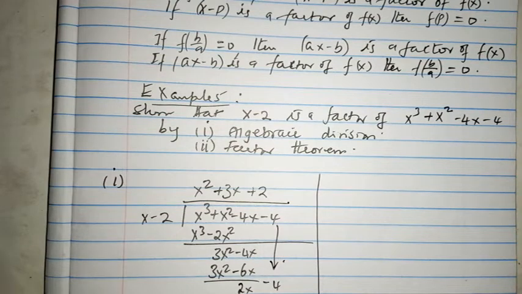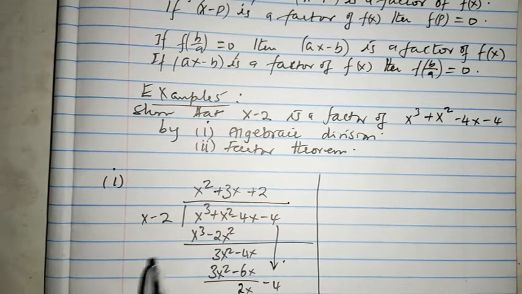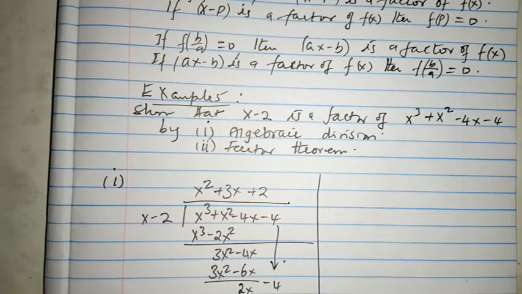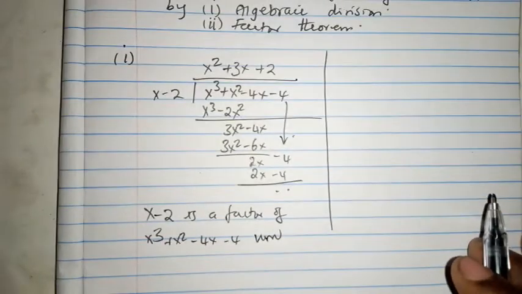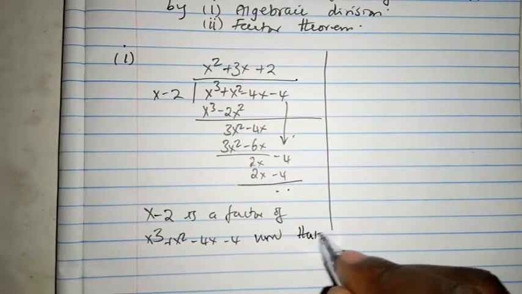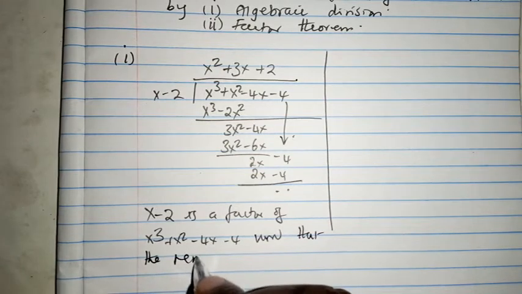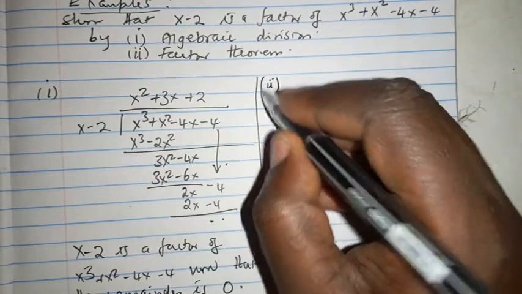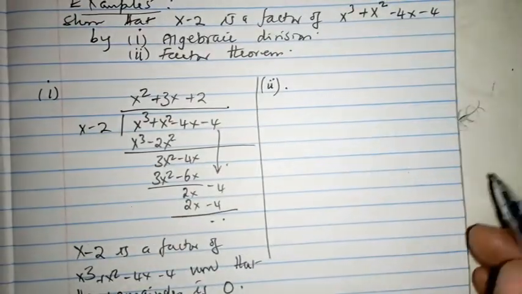Now that the remainder is 0, then x minus 2 is a factor of x cubed plus x squared minus 4x minus 4. Let's go to the second approach. We have verified there is a factor.